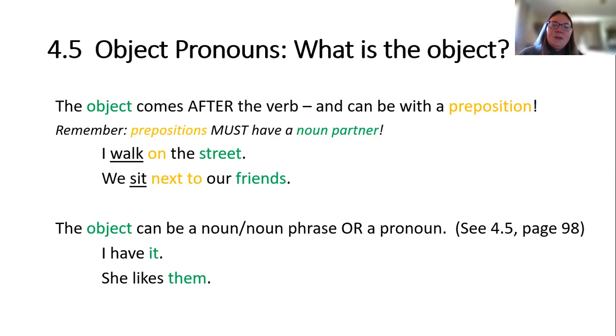So an object can be a noun or a noun phrase, a noun phrase like a preposition plus a noun. Or sometimes we use a pronoun. I have what? I have it. She likes what? She likes them. So here, it and them are pronouns.